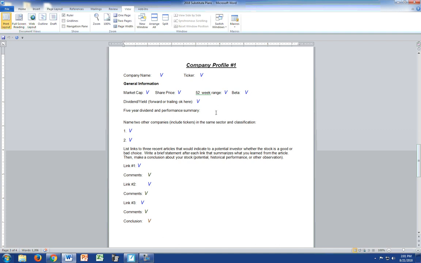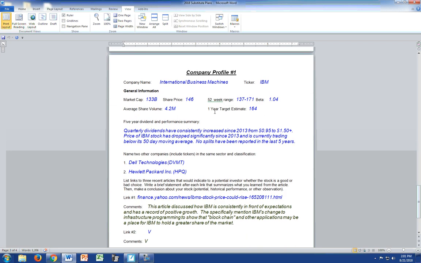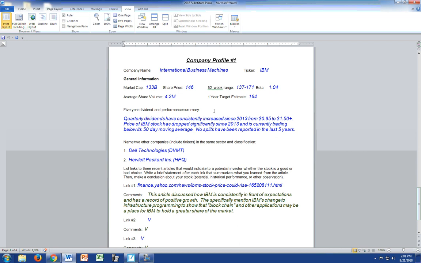So down below is a little bit more of a picture of my profile, or the start of my profile. I'm doing IBM right here, which is International Business Machines. So let's see how that comes about. First part at the top is the company name and ticker symbol, then general information, then a little bit more information about performance, some other companies, and then an article link. So let me show you how all that stuff gets put together.